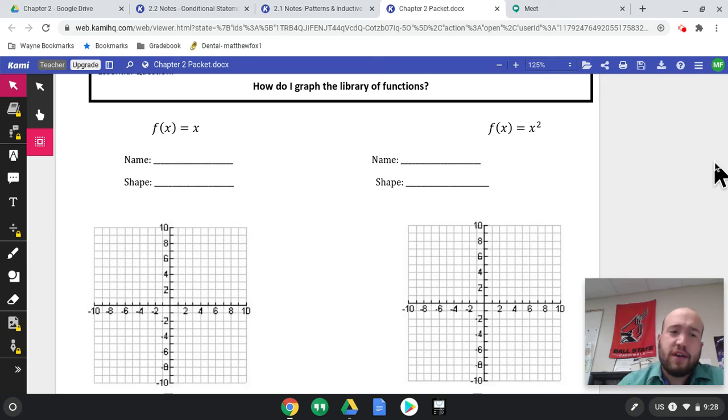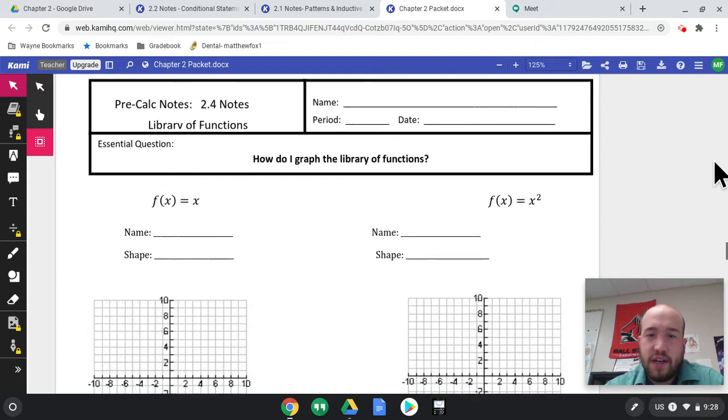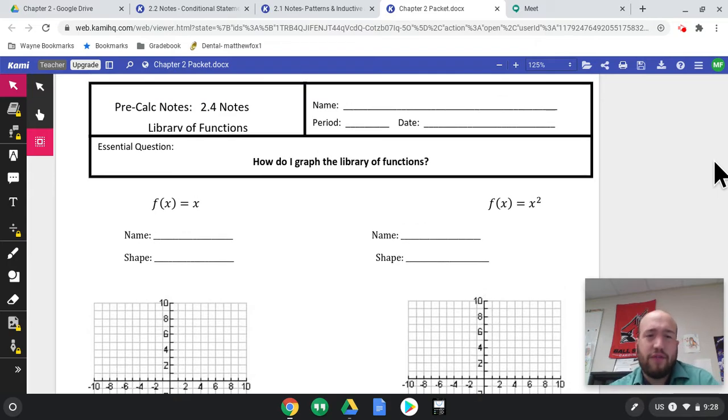Hey, good morning, pre-calc. Today we're going to look a little bit at how to graph this library of functions. Last year in Algebra 2, you had some of these functions. Some of you maybe took it at a different school though, so I'll catch up on all of them.